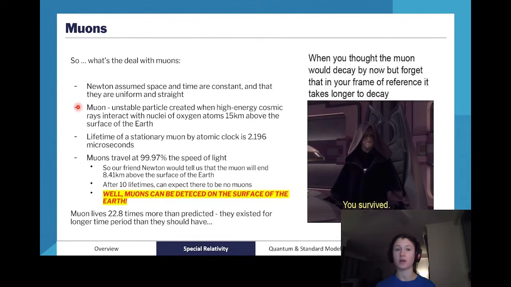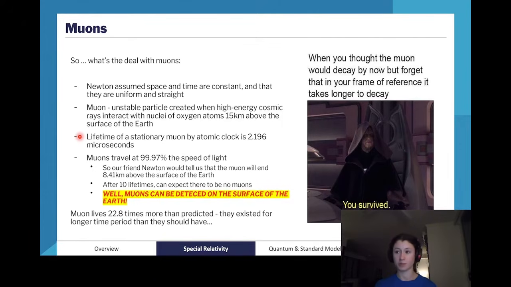So muons are an unstable particle. They're a very, very small particle. We actually learn more about what muons are when we get into the standard model. But they're an unstable particle created when high energy cosmic rays interact with the nuclei of oxygen atoms 15 kilometers above the surface of the Earth. And they have a very, very small lifetime, about 2.196 microseconds.